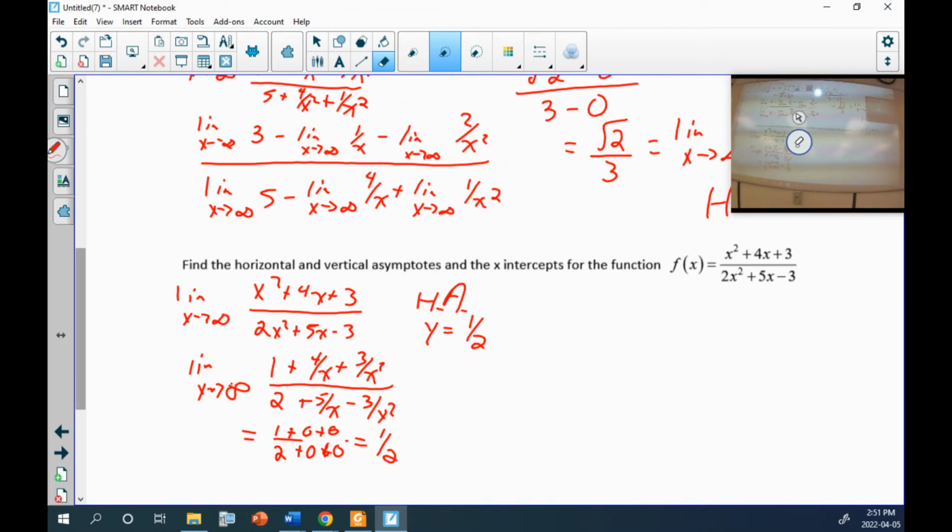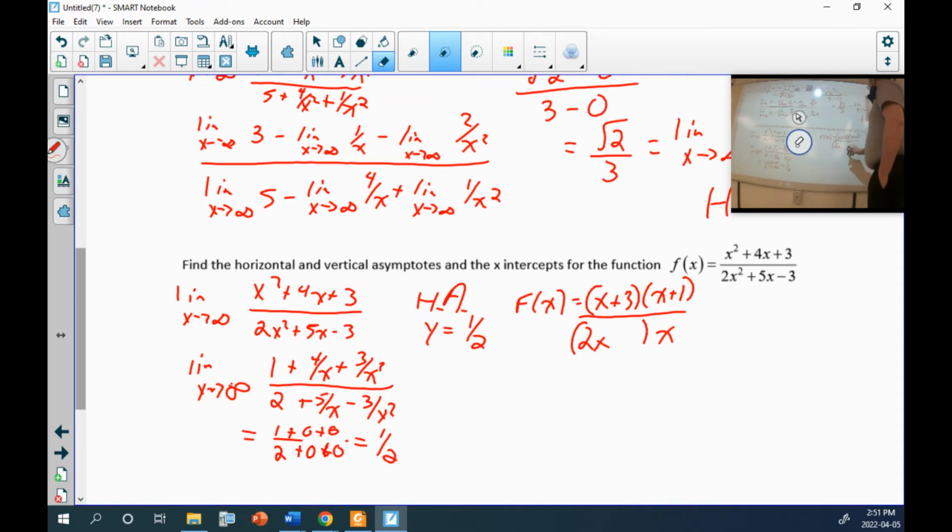So I'm going to need to factor the bottom. Two numbers that multiply to -6 and add to 5. I'm going to factor the top also. Doesn't really matter. Well, actually, you're going to need it right away. x plus 3, x plus 1.